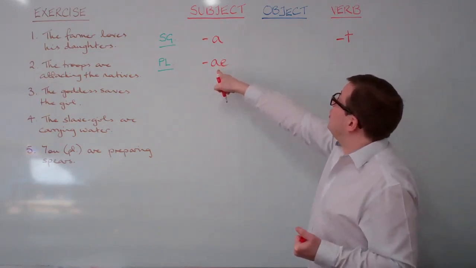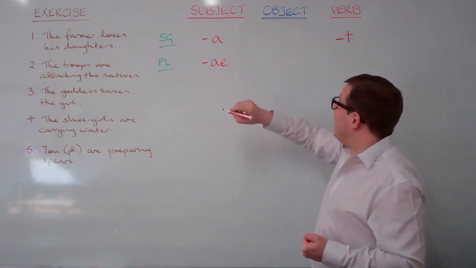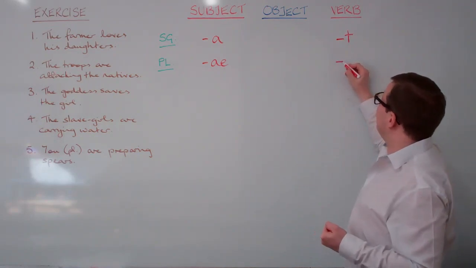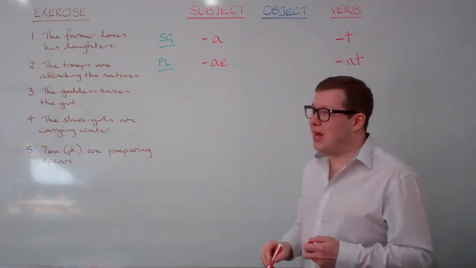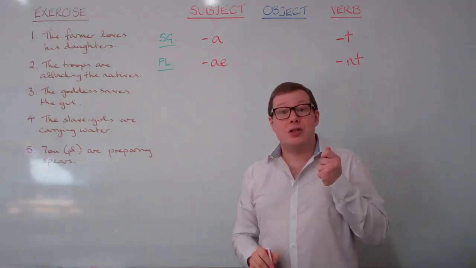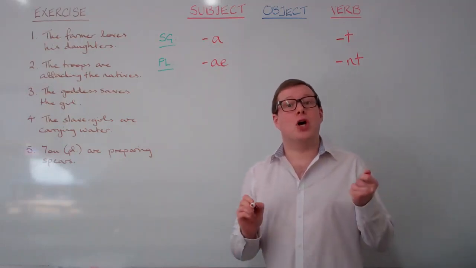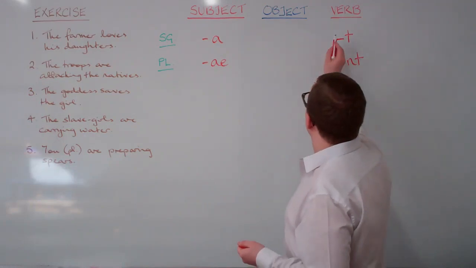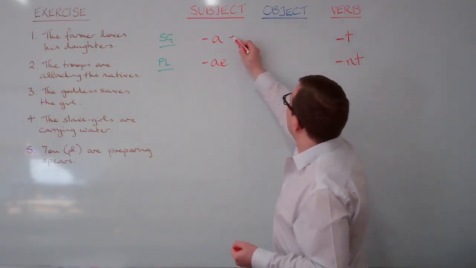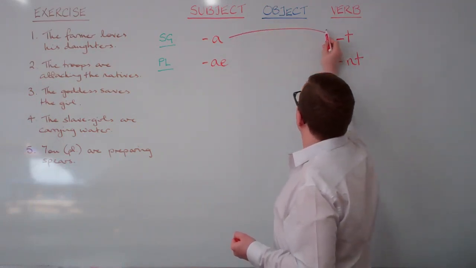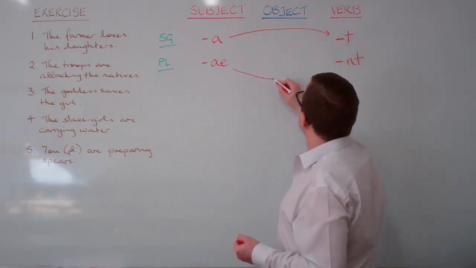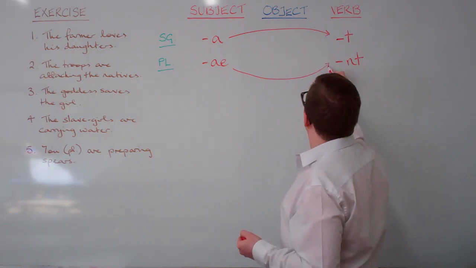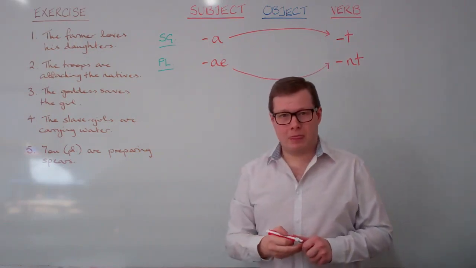Likewise, if my subject is plural with ae, then they are the ones carrying out the action, so we have the nt, they ending. This, I hope you will remember, is called agreement. The verb must agree with the subject of the sentence. If the subject is singular, the verb is singular, and if the subject is plural, then the verb is plural.